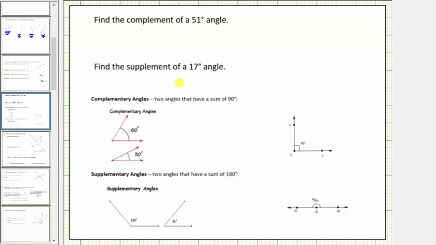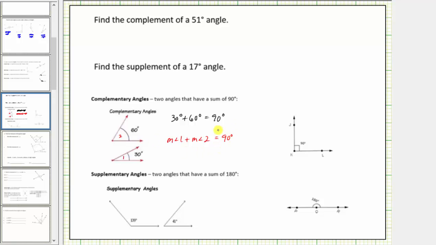These two angles are complementary because the sum of the measures is equal to 90 degrees. Notice 30 degrees plus 60 degrees is equal to 90 degrees. In general, though, if we call this angle 1 and this angle 2, when two angles are complementary, the measure of angle 1 plus the measure of angle 2 equals 90 degrees.